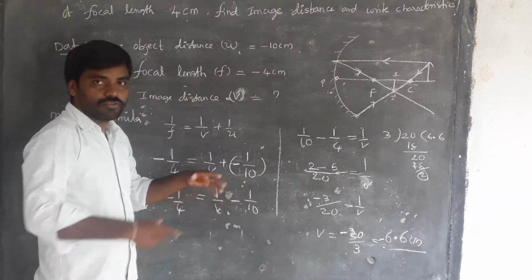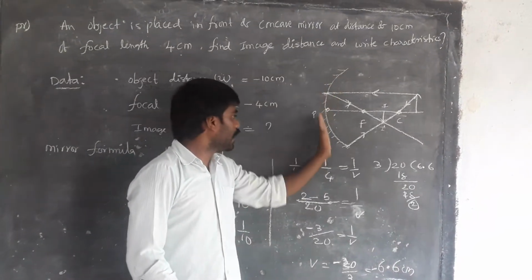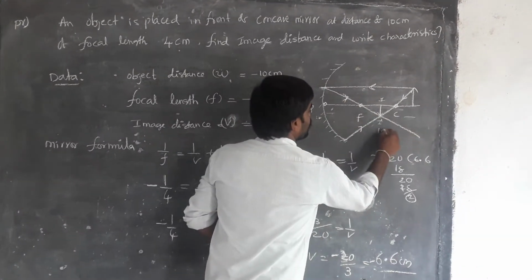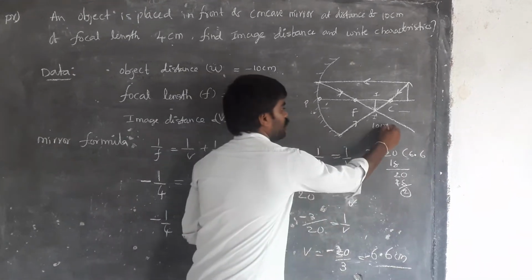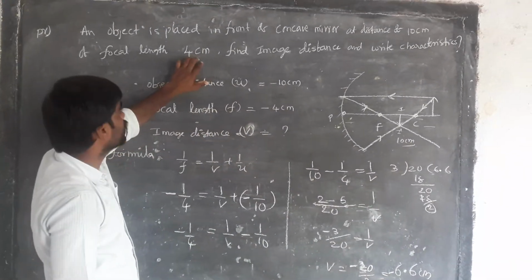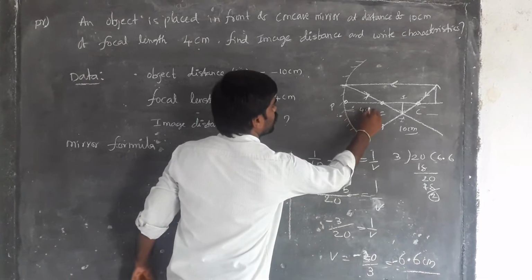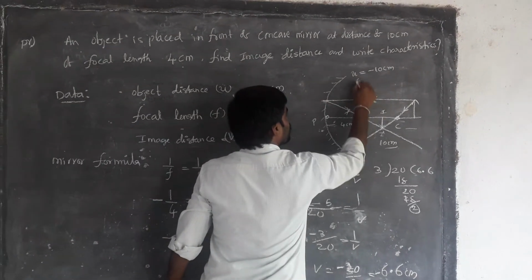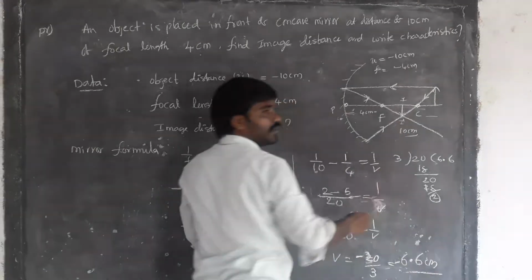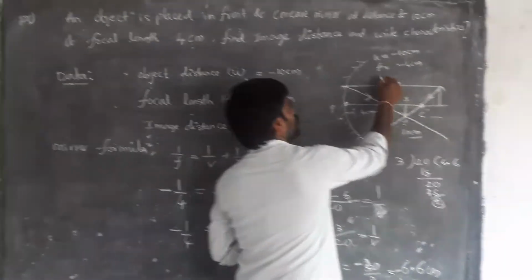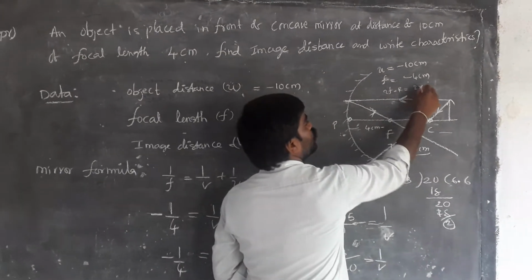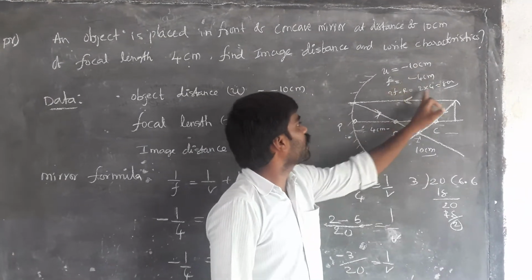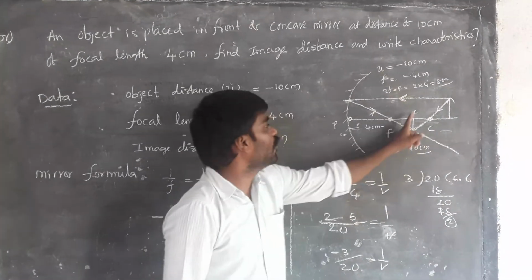Then from the data we should verify with the diagram. So I take a concave mirror, object distance is 10 centimeters. Then we have focal length. Focal length is only 4 centimeters. Then it is easy to identify. Object distance is 10 centimeters. Focal length is 4 centimeters. Double of focal length is radius of curvature. Simply 2f value or r value is 2 into 4, that is 8 centimeters. So object is at 10 centimeters and radius of curvature is at 8 centimeters. That indicates object is beyond C.